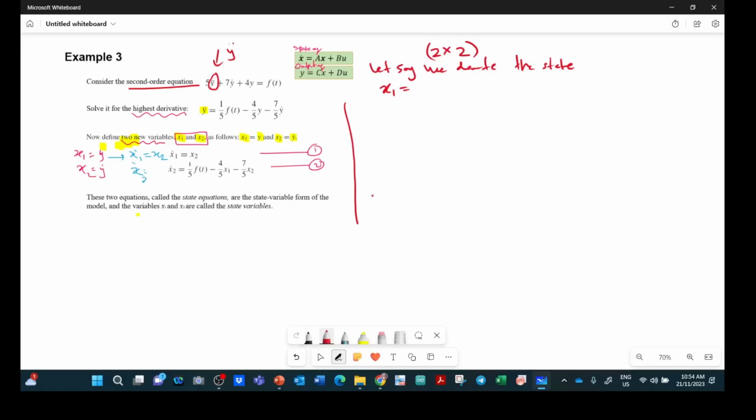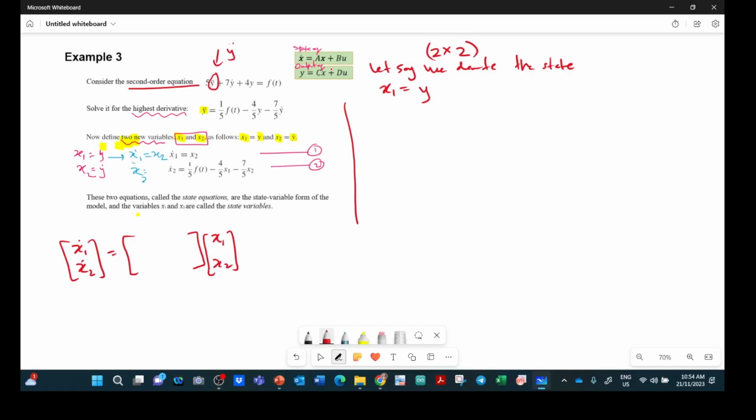Okay, we denote x1 equal to y just now, right? And then we know that we want a 2 by 2 matrix. So how does it look like? So we have x1 dot and x2 dot, right? We are going to make it into this state equation form, x dot equals Ax plus Bu. So that means you have A over here, and then you have x1, x2, right?